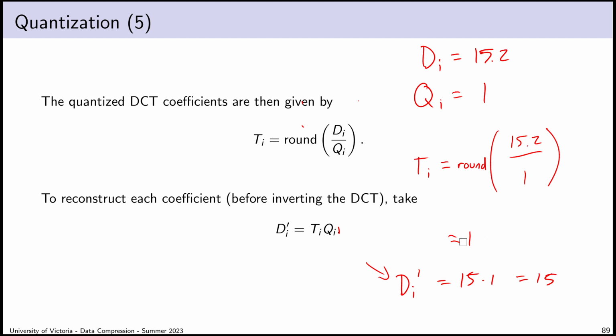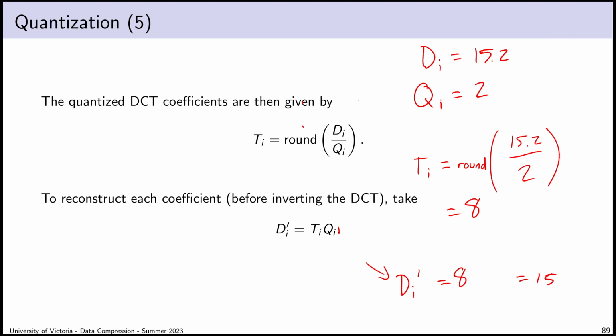Let's try increasing the quantizer value. So suppose I use a quantizer value of 2. Then what I'm doing is rounding the value of 15.2 over 2, which will be 7.6. I round that, and it ends up being 8. So then I send the value 8 to the decompressor. Notice how the magnitude of my value is much lower than it was to begin with because I divided it by 2. And this is great because if I do this with a lot of values, the average magnitude will be relatively small.